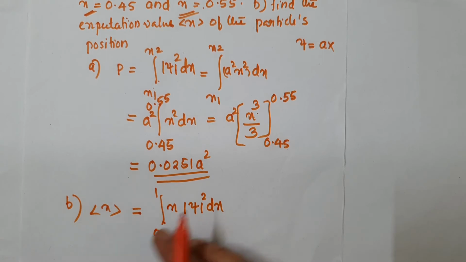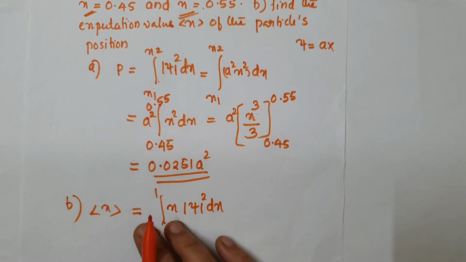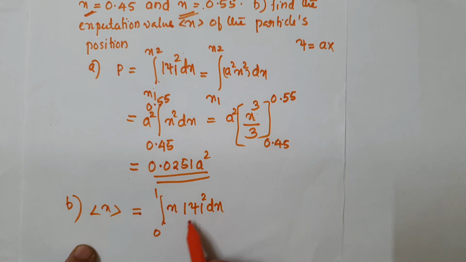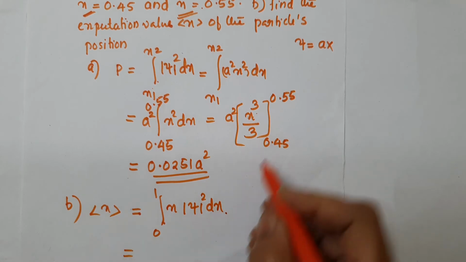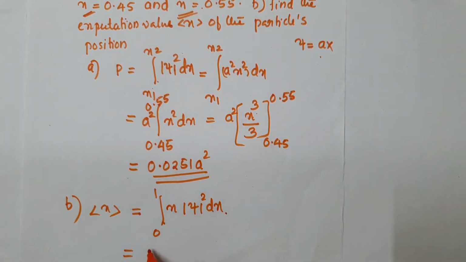We have done so many problems with the expectation value. So we know what the expectation value is: x into psi square dx. Here psi is ax, so psi square will be a square x square. Then a square can be taken outside, a square into the integral from 0 to 1.